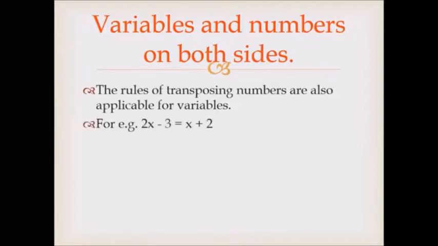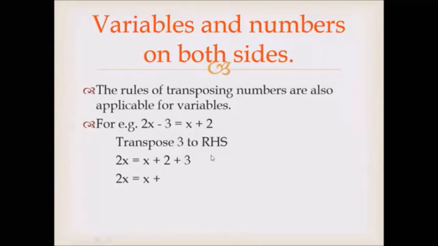Let us understand with the help of an example: 2x minus 3 is equal to x plus 2. What do we have to do first? We first try to remove minus 3. We are transposing 3 to the RHS, right? If we transpose 3 to the RHS, what does it become? We have to write it step by step. So it becomes 2x is equal to x plus 2 plus 3. On simplifying, 2 plus 3 is equal to 5. You get 2x is equal to x plus 5.